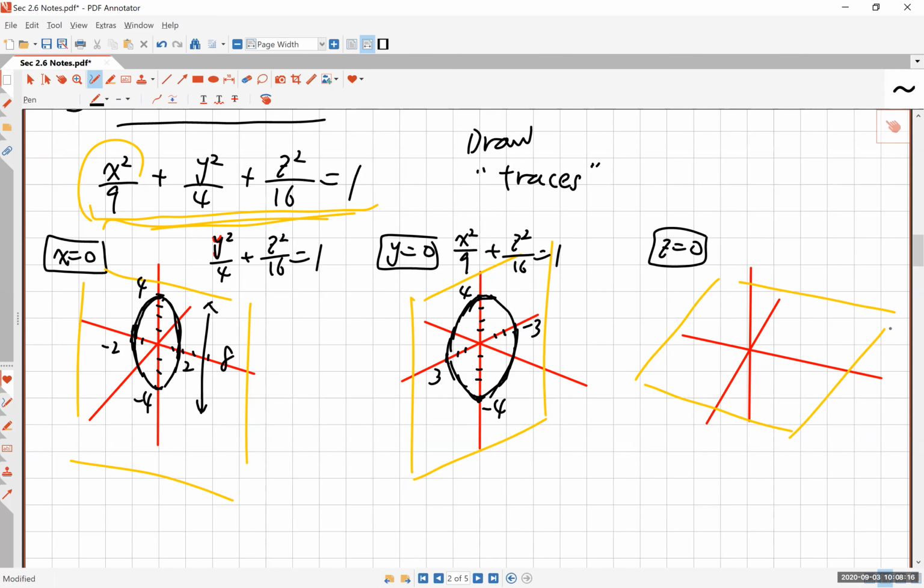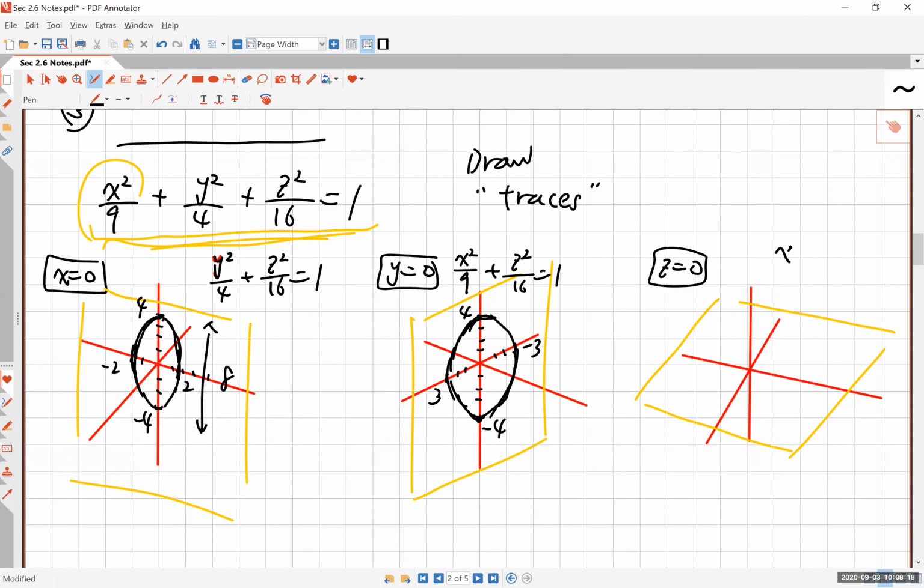And then when z is equal to 0, your equation will be x squared over 9 plus y squared over 4 is equal to 1, and you will have another ellipse. This time you go 3 units here, 3 units here, 2, 2. Because z is equal to 0, it'll be on the xy plane. You don't have to write all the names of these planes, but this one was the xz plane, and this is the yz plane.